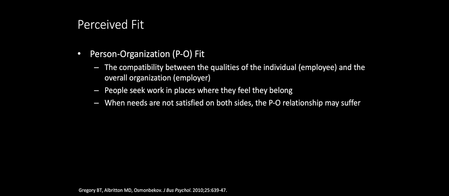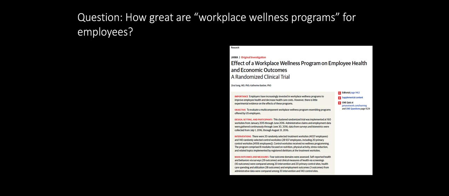Now, when one side doesn't like how the other side is performing, this PO relationship suffers, ultimately leading to a break. And that break means the employee either quits or the organization may fire the employee. Now let's take a deeper dive into another example, workplace wellness, and specifically workplace wellness programs.